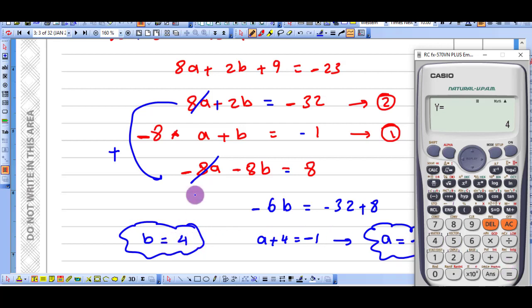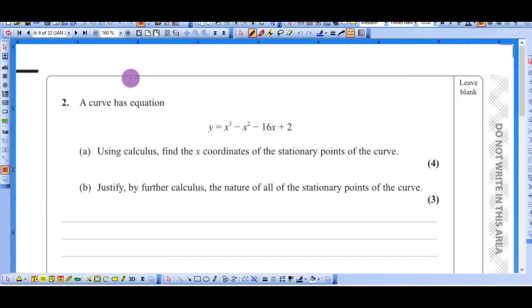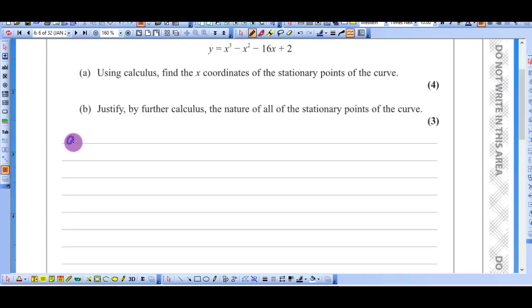Let us go ahead to another question. A curve has equation y equal to x power 3 minus x squared minus 16x plus 2. Using calculus, find the x coordinate of the stationary points of the curve. So this is part A. We have y equal to x power 3 minus x squared minus 16x plus 2.